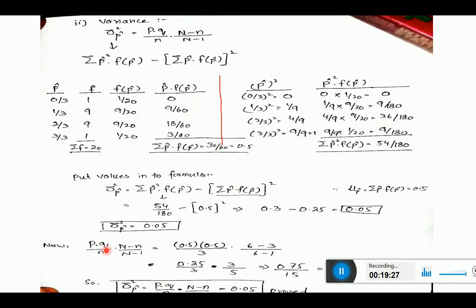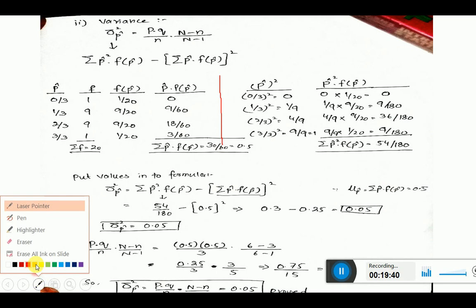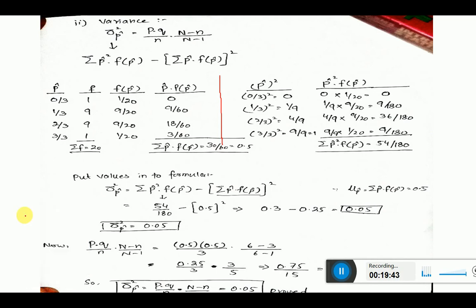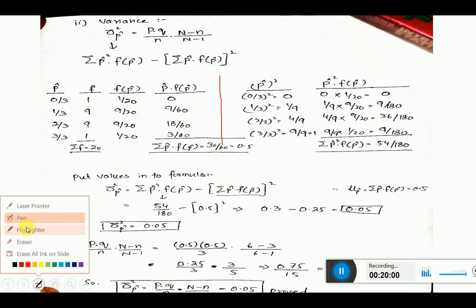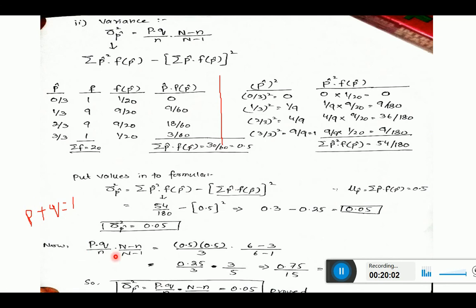Now what is q? q is failure while p is success, so p plus q is equal to 1. If the p value is 0.5, then 1 minus half again gives half, so the q value is half. Divided by n, the sample size, that is 3.